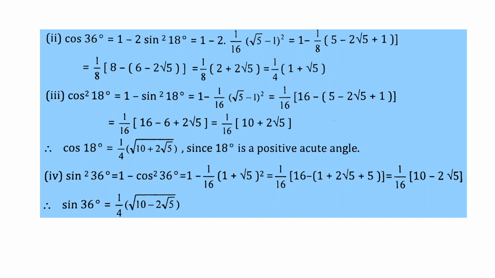Now I'll go on exercise. From exercise, I'll solve 5 problem. First problem, show that 1 minus sin x by 1 plus sin x equal to tan square pi by 4 minus x by 2.